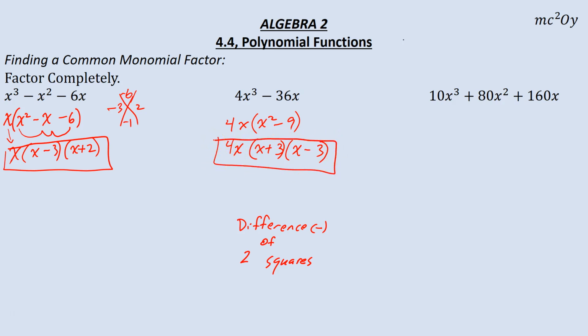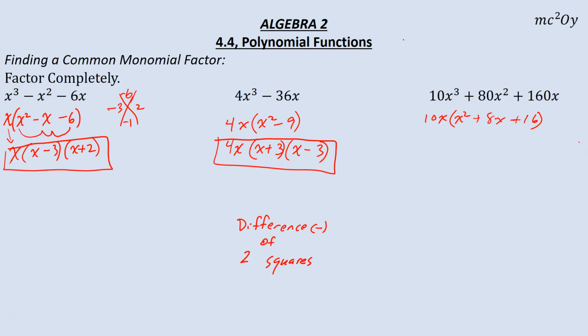So it should be a review so far. Okay. Still pulling out a monomial first here. What comes out of each of those? Looks like 10 will come out of the numbers and x out of the variables. 10x times what is 10x cubed? That would be x squared. 10x times what is 80x squared? That would be 8x. And then 10x times what is 160x? That would be 16. And I've got to look at factoring it.